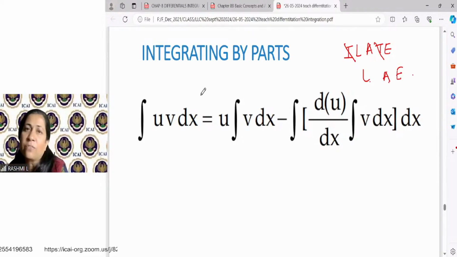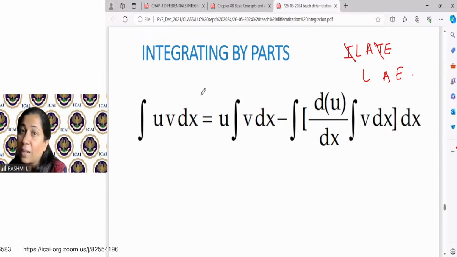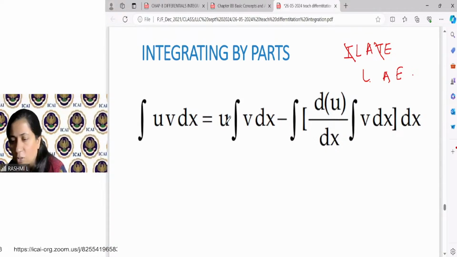If I have a function which is a multiplication of two functions, then the integration of that function will be given by first function into integration of second function minus integration of derivative of the first function into integration of the second function. So integral uv dx is equal to u integral of v dx minus integral of derivative of u into integral of v dx.